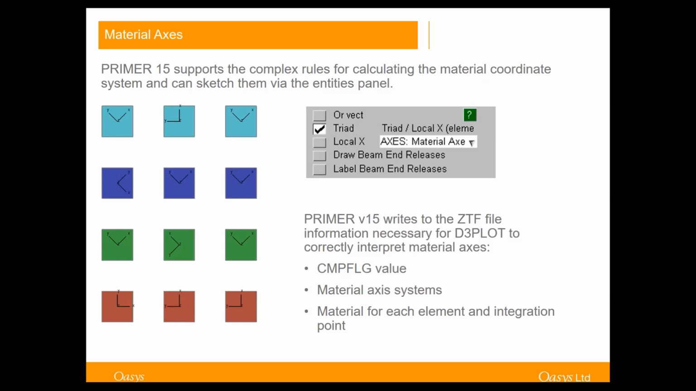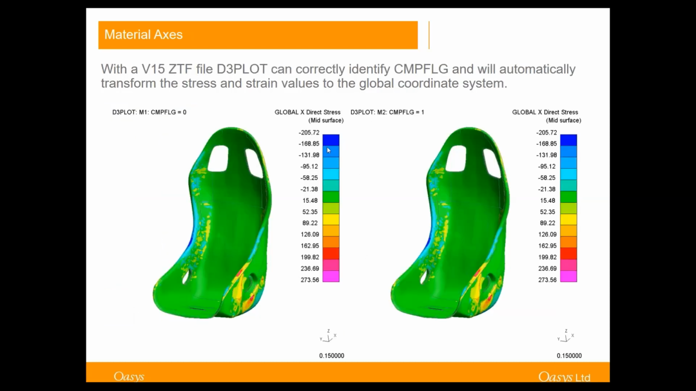So the ZTF file now contains the conflag value, the material axis systems, and the material for each element and each integration point. And what this means is that so long as you've got a version 15 ZTF file, D3PLOT can now correctly interpret the results when conflag is set to 1. And what it will do is it will automatically transform stress and strain results back into the global coordinate system.